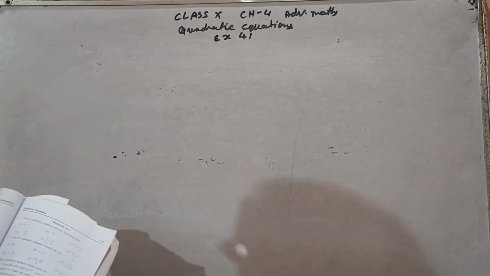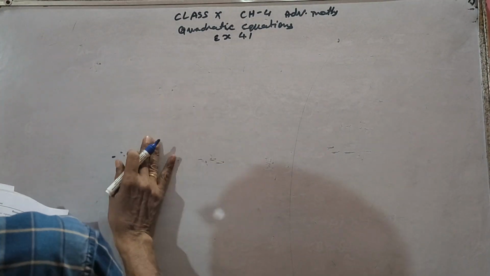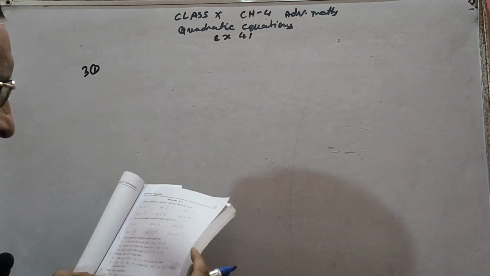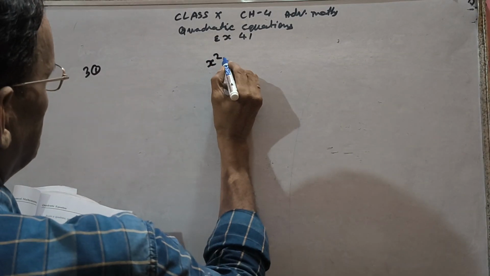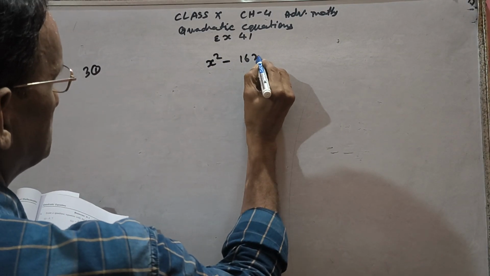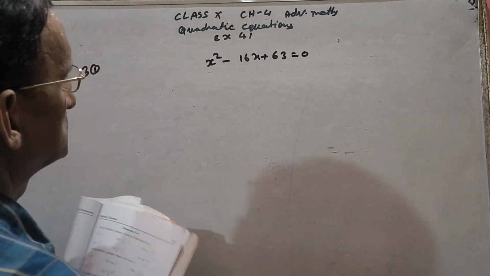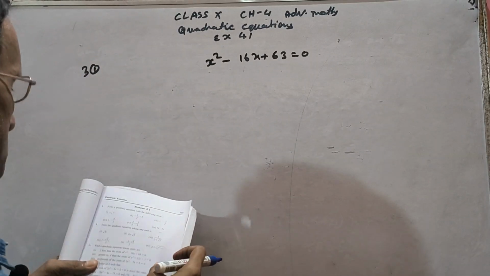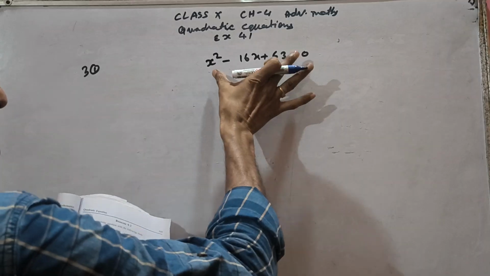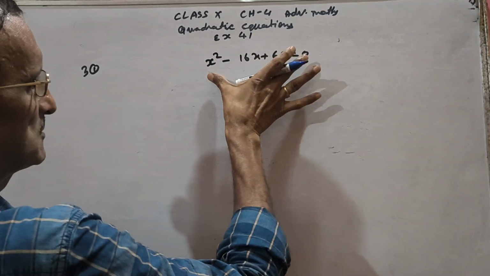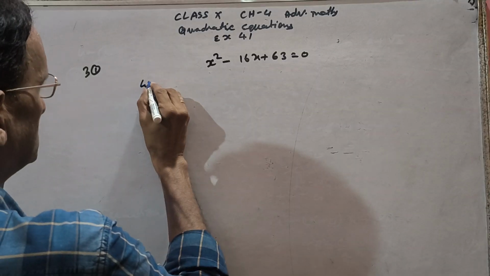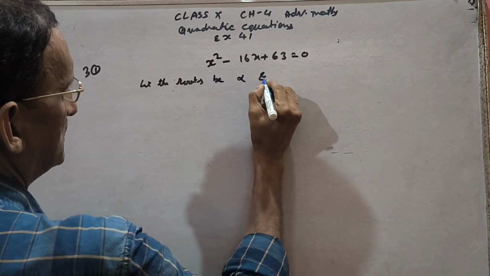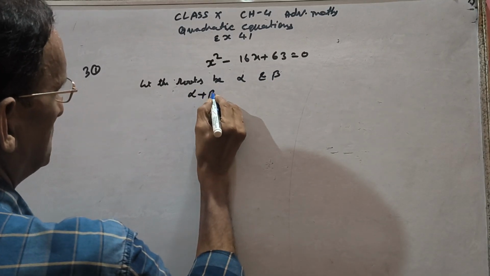Okay. Now go to number 3 now. Important sums, interesting also. Number 1. A quadratic equation is given, x square minus 16x plus 63 equal to 0. We need to form a quadratic equation whose roots are 2 less than the roots of this equation. So first let us assume that the roots of this equation be alpha and beta. So find the sum of roots.